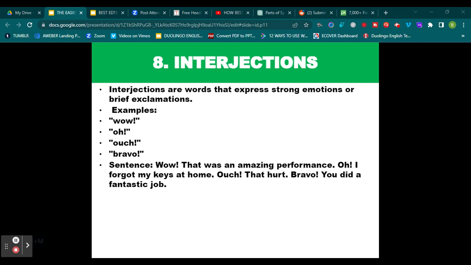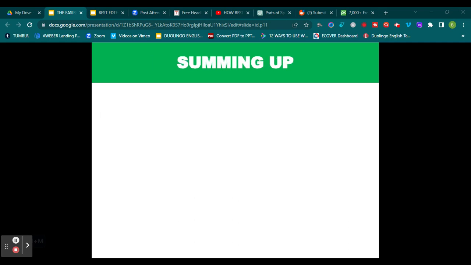Now let's sum up, all right? So now understanding these parts of speech allows us to analyze and construct sentences with ease. By recognizing the role of each word, we can form grammatically correct and meaningful sentences. Now, let's recap the importance of learning parts of speech. Okay.